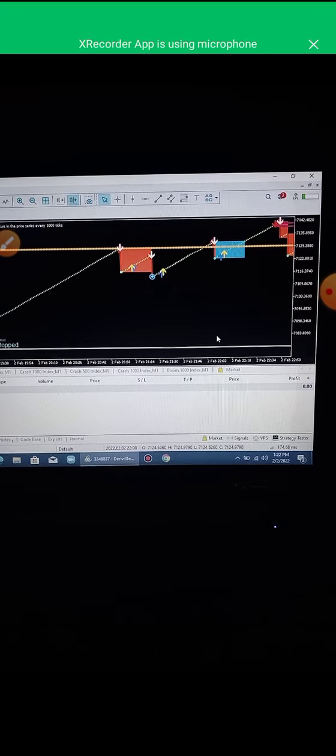So how do you catch a spike? A sure spike, a very, very sure one. That must take you to profit. Each time you see a signal here, do you see this arrow, this yellow arrow?